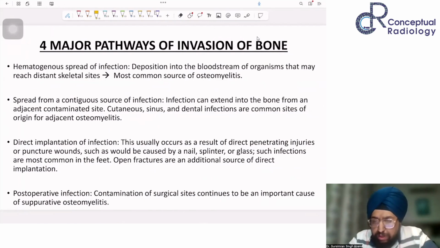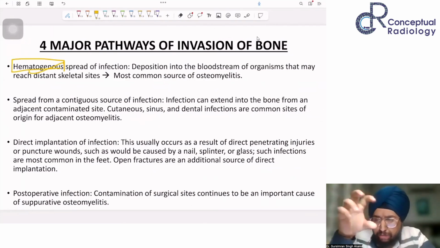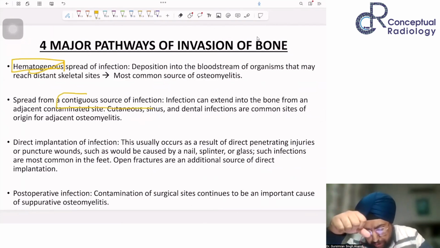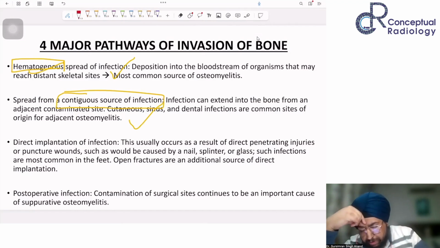Before starting that, we should be well versed with the major pathways by which infection can reach the bone. The most common and most important is your hematogenous spread of infection. That's the most common source of osteomyelitis. Second, it can be from a subjacent site of infection, a contiguous source. This is usually seen in cutaneous infections, sinus infections, and dental infections. All of these sites can involve your subjacent bones. This is your second most common pathway of infection, and it is exactly the reverse of hematogenous spread. Why? Because in hematogenous spread, first the bone is infected, followed by the soft tissues.